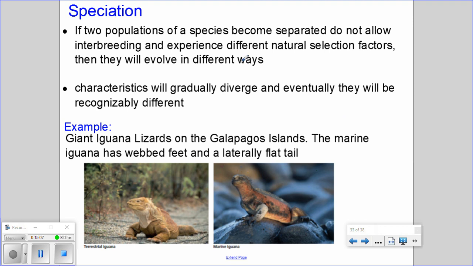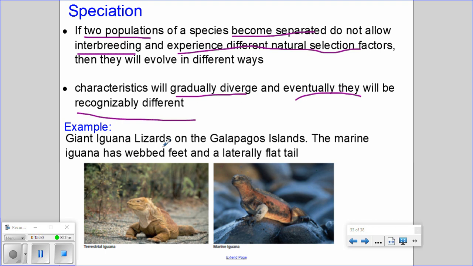The way speciation can potentially happen is that if two populations of a species become separated and do not interbreed and experience different natural selection factors, there's a lot going on here, they can potentially evolve in different ways. Over time, as these two populations do not interbreed, their characteristics will gradually diverge from each other. Characteristics will become unique to the habitats that they live in, and eventually they will be recognizably different, and they will not interbreed anymore.